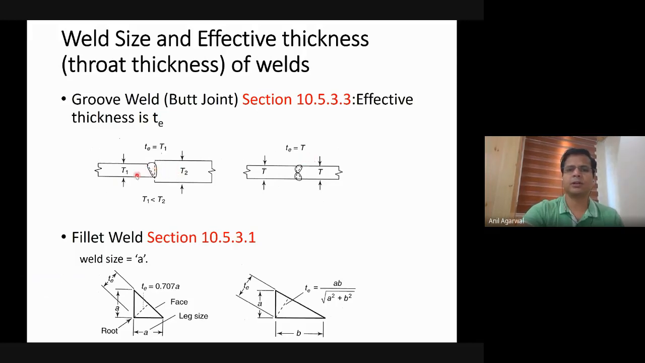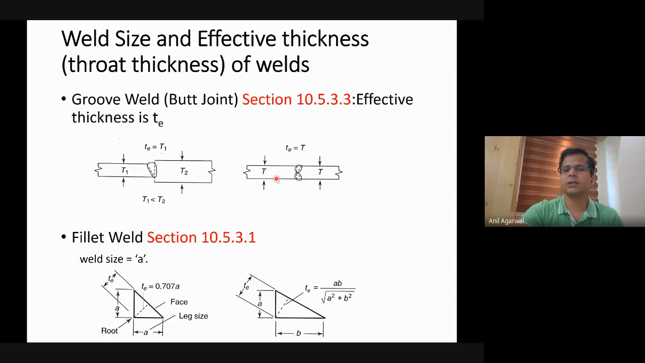So in this particular case, two plates of different thicknesses, T1 and T2, are welded together with a groove weld. Okay, and obviously, when one plate is thinner than the other plate, the groove weld will be assumed to be the size of the thinner plate.